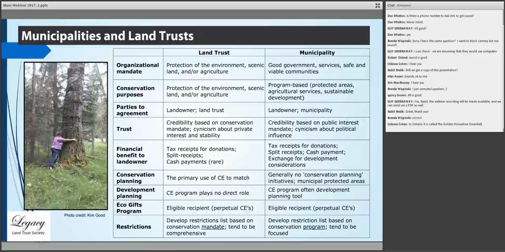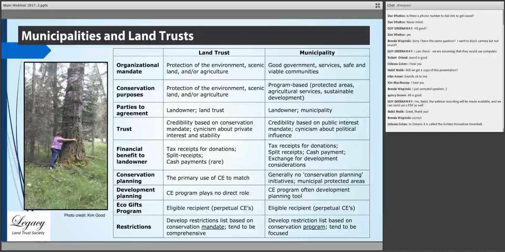And then the parties to the agreement: the qualified organization in the land trust case is the land trust, the qualified organization in the case of the municipality is the municipality, and the landowner is your voluntary partner in entering into this conservation easement. Trust is an interesting one, and there's really no black or white answer, clear, easy thing here, because credibility is given to a land trust based on their whole objective being conservation, so it just makes sense that they would do conservation easements. But there can be cynicism on private interest and the stability of that organization.